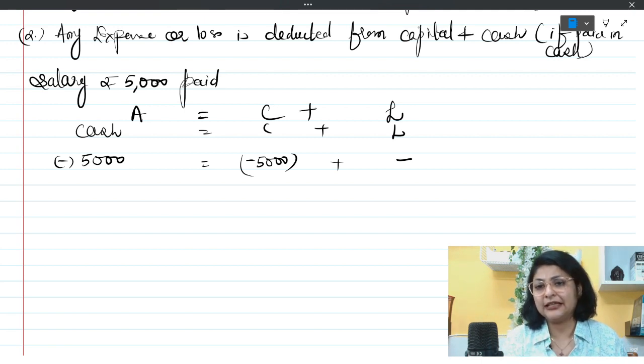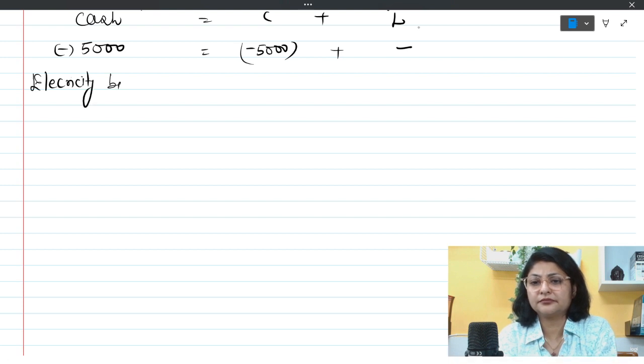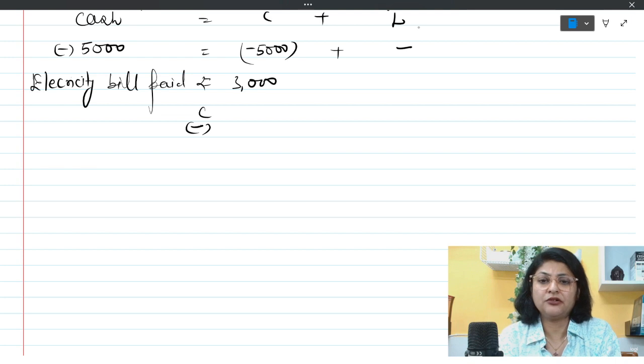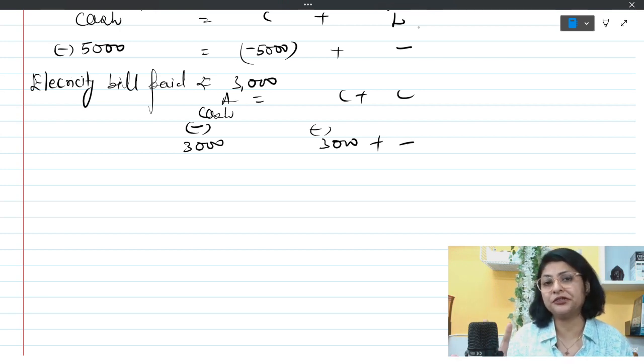It can be salary. Let's take one more example. Let's say that electricity bill paid rupees 3,000. So again, you are going to deduct it from cash, and you are going to deduct it from capital also. Okay, let's say 3,000 rupees and 3,000 rupees will be deducted from here. So on both sides you are deducting.